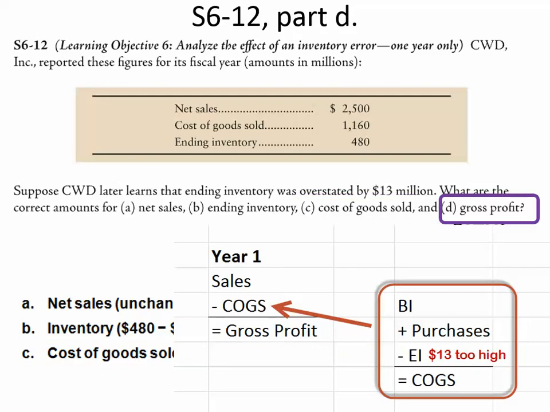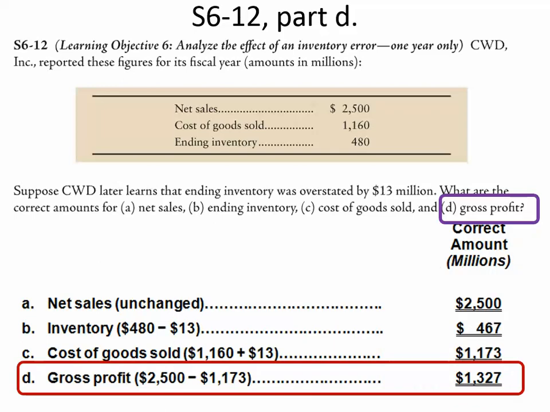Now on to D. D says, what's the impact on profit? Well, we look at gross profit, that's sales minus cost of goods sold equals gross profit. We said that beginning inventory plus purchases minus ending inventory is cost of goods sold. Ending inventory is 13 million too high. That means if we subtracted out 13 million too much, then the cost of goods sold will be 13 million too low. Too low.